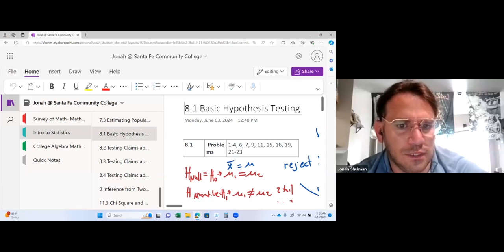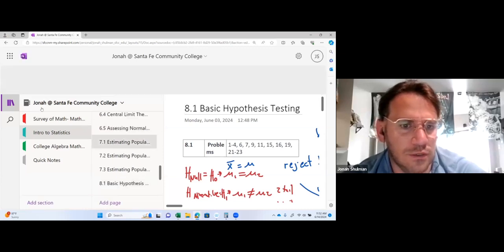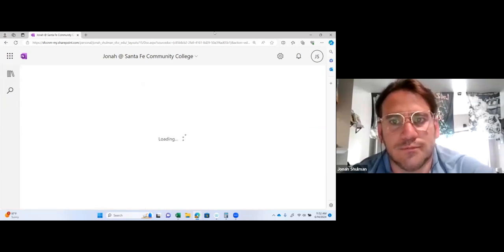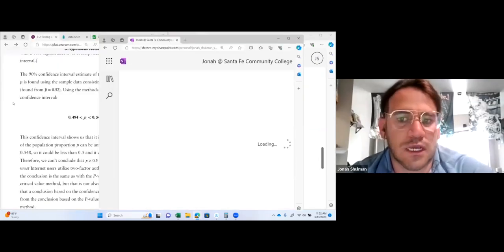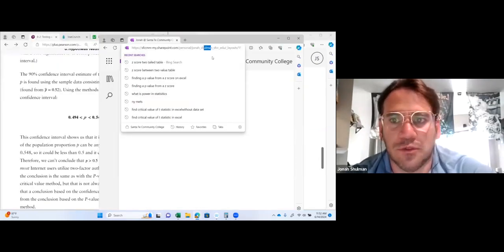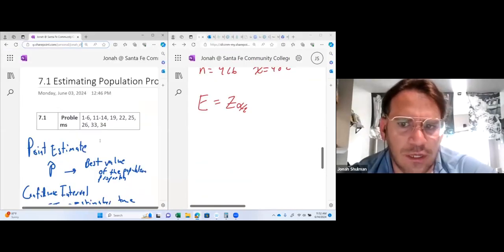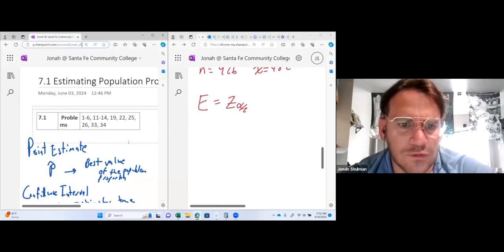So I'm going to go back to 7-1 over here, and I'm going to pull up the formula so we have the formula right next to it. I'm pushing this laptop probably as hard as it's ever been pushed. All right, so here we go. So we have the z of alpha over 2.